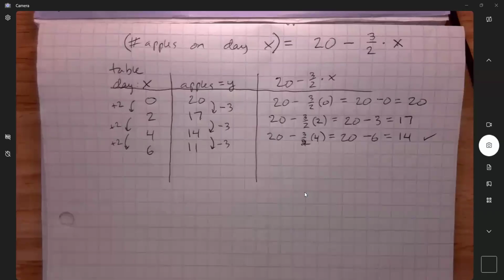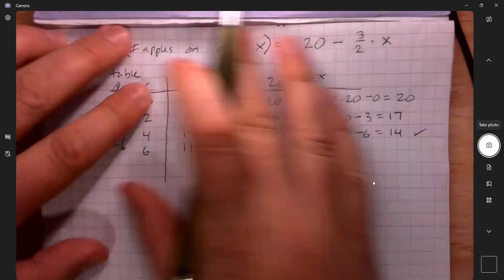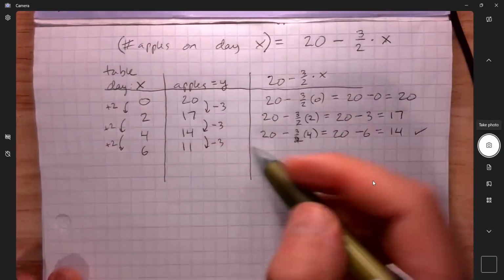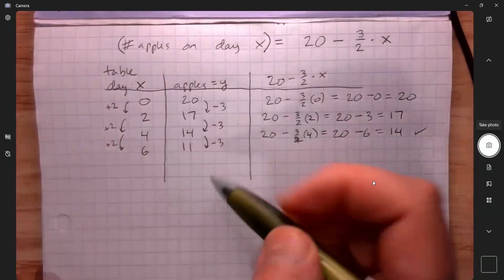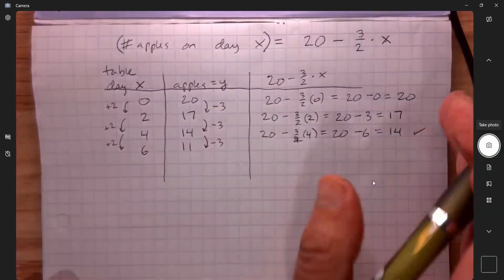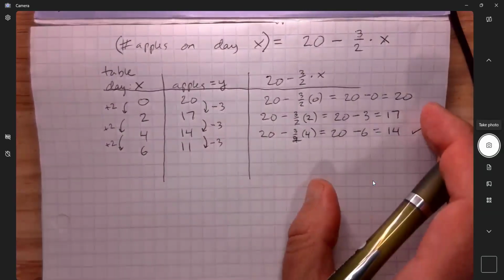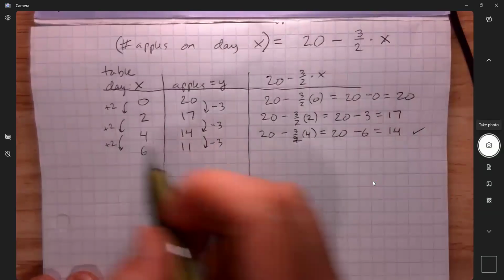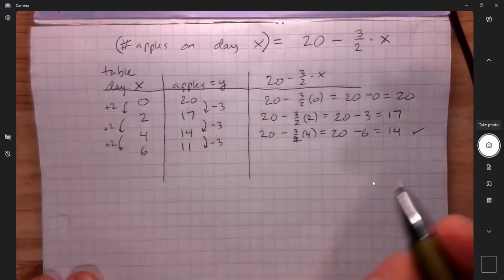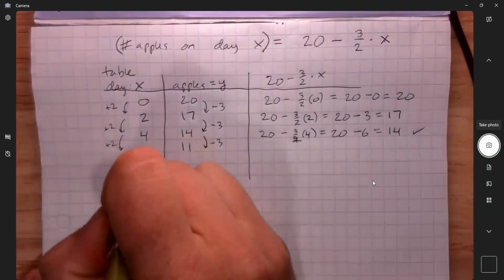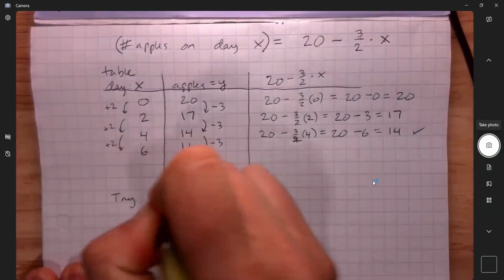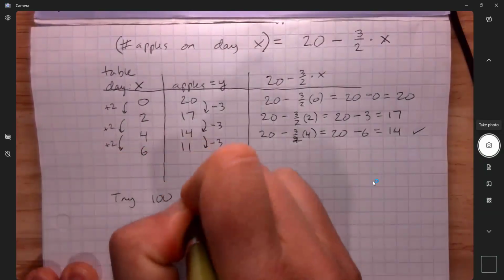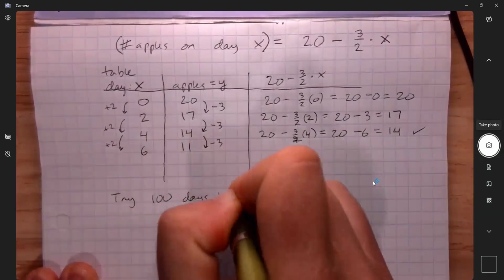All right, I decided there's actually one other thing I want to say about this. A model is a mathematical relationship, but all models break. There are x values or input values that don't make sense in the model. So let me try 100 days.